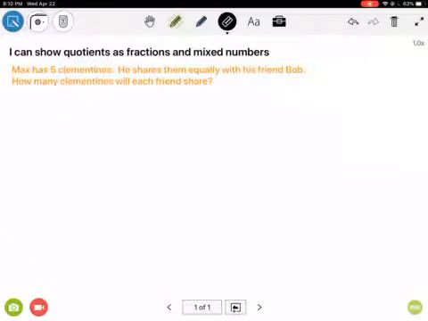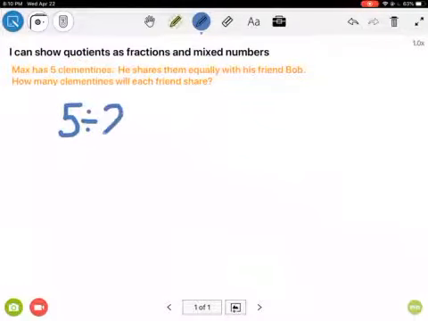So we are going to figure out what 5 divided by 2 is as a mixed number. So that is what we're going to figure out. 5 represents the number of clementines they have. 2 represents the number of friends that they are sharing the clementines with.